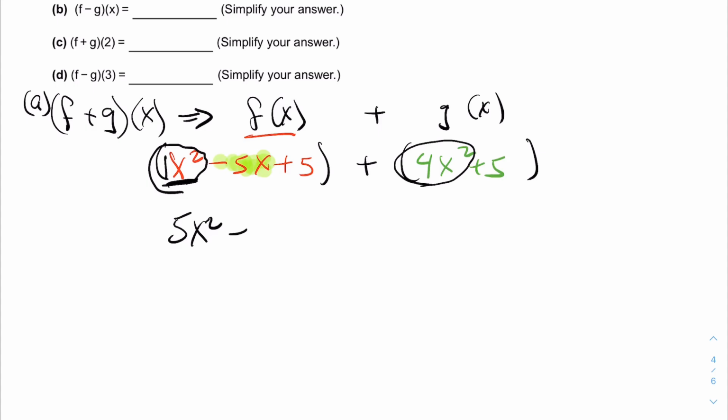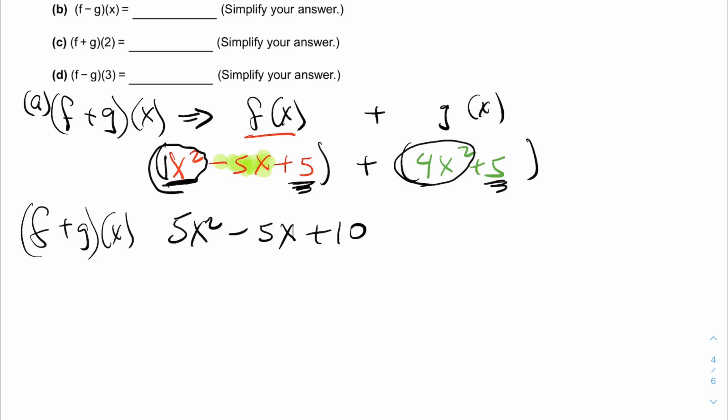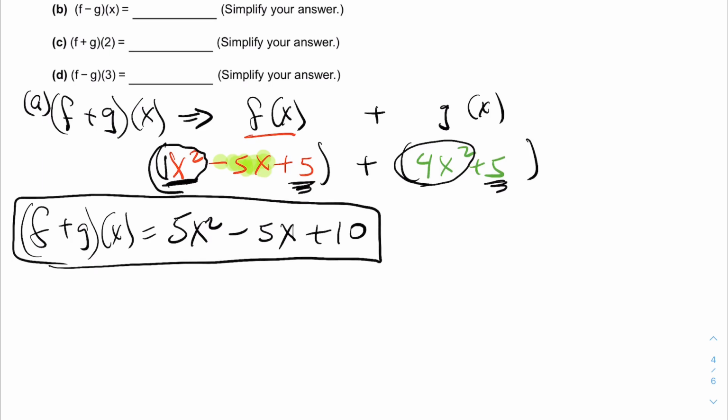Right? So that just gets copied down. I got negative 5x. And then in terms of my constants, I've got a 5 here plus a 5 there, which is just 10. So therefore, my f plus g of x is a new function where we added those two previous functions together and we get a new function. Once again, that's f plus g of x equals 5x squared minus 5x plus 10.